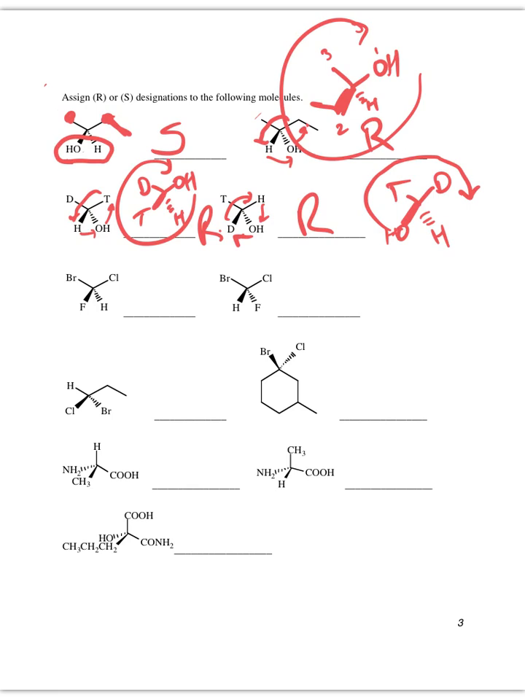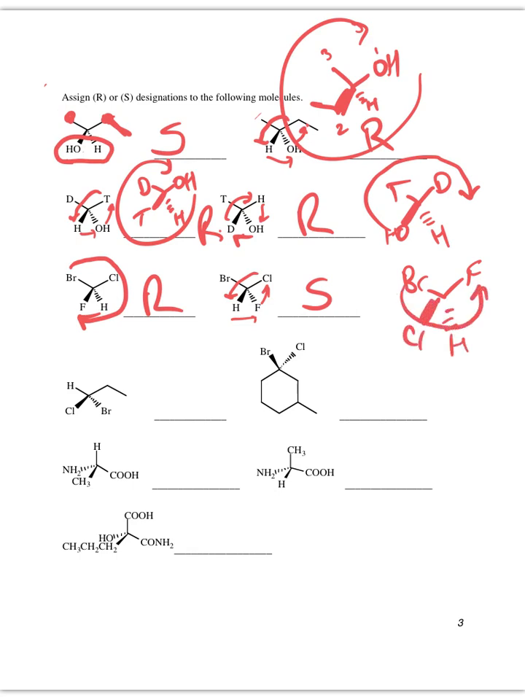The next one is drawn so that the hydrogen's in back, so we just have to go from the heaviest, bromine, chlorine, fluorine, it's R. Then if we look at it compared to the next one, the bromine and the chlorine are in the same spot. The hydrogen and the fluorine are flipped, so this has to be S, but we can prove it to ourselves by redrawing it. One thing has to stay steady. Bromine, fluorine, chlorine, hydrogen. This one goes counterclockwise. It is S.